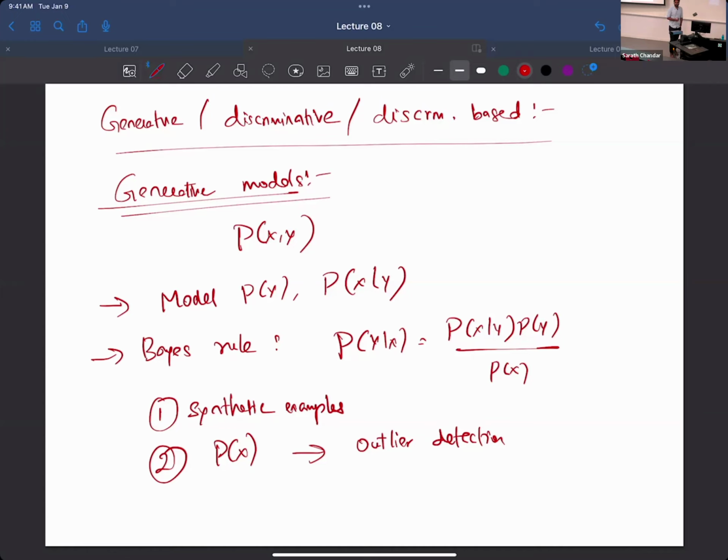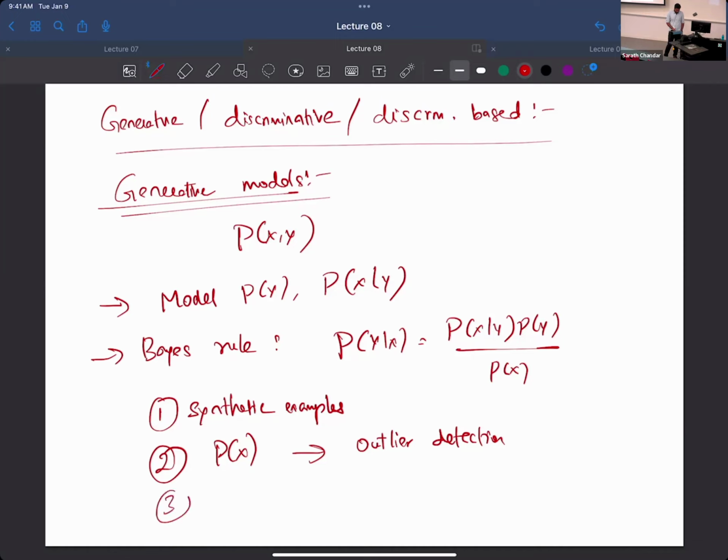Sometimes it's useful to know whether something is an outlier, because then you can fall back to a human for classification. You can just say, this looks like an outlier, and I don't want to make a classification because I might make mistakes. Let's bring a human to do this classification. It's useful in critical applications where you don't want to make mistakes. So you can use p of x for outlier detection.